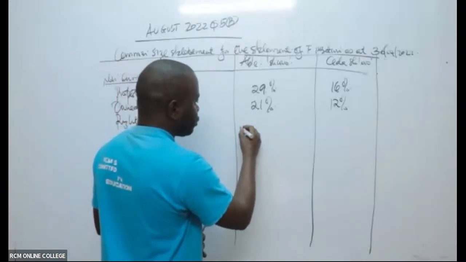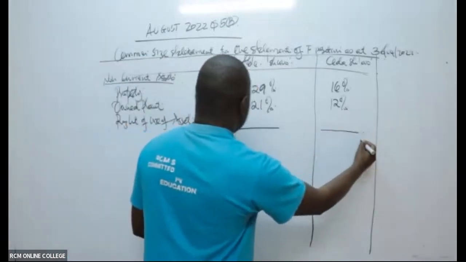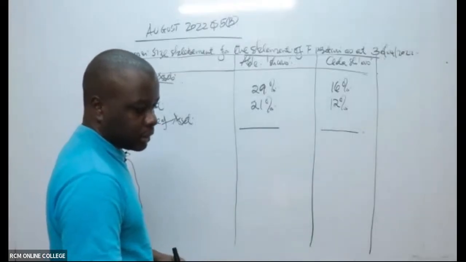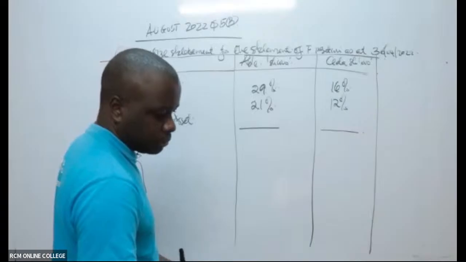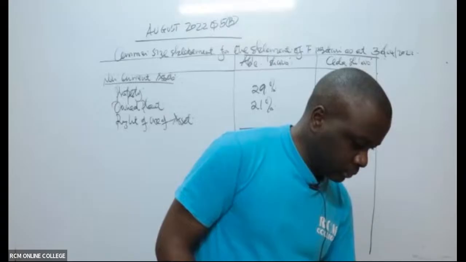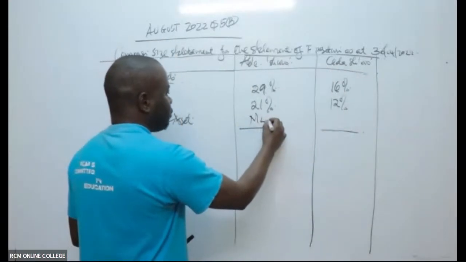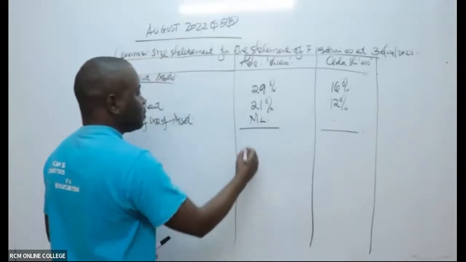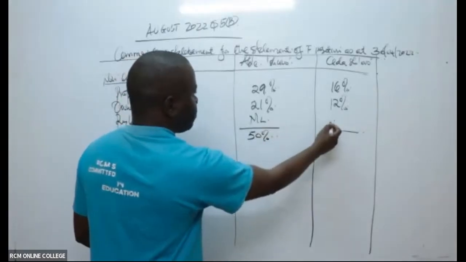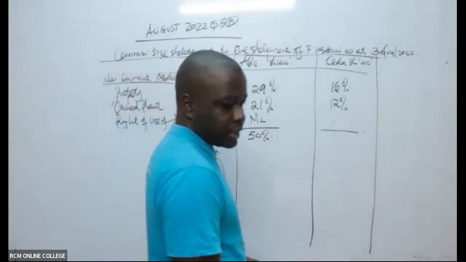So here you'll be able to get the total figure for the non-current assets. The right of use for the assets will be 0, so it will be nil because there is no figure there. And this one comes to a total of 50%. And this one will be 26.3, so we can say just 26.